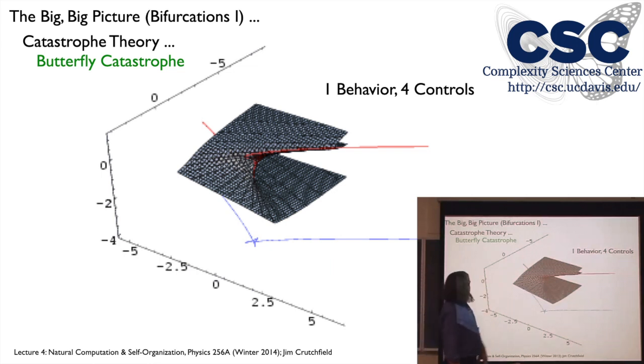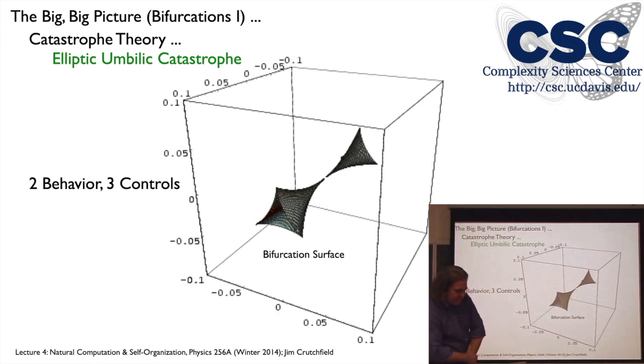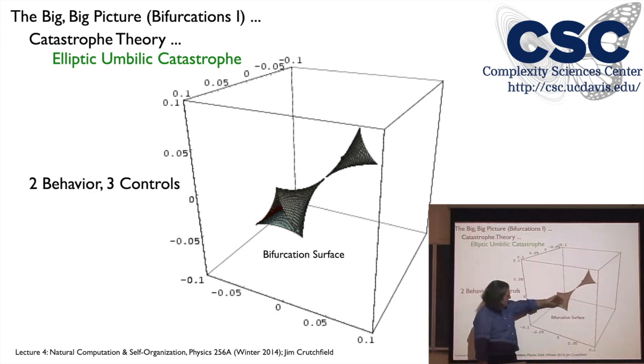One behavior and four controls, the butterfly. It's not very well rendered here, but there's this complicated control surface. Again, as you're moving around in the control space, all these little curves mean the number of solutions is changing very rapidly. And then we have problems visualizing this. The elliptic umbilic catastrophe is a two-dimensional vector field differential equation with three controls. So that's a five-dimensional space. Here what we're showing is just a projection down, for the bifurcation surface, forgetting the behavior space. The surface is the set of points in the three-dimensional control space where the number of solutions changes. So I'm not plotting the behavior axes at all.